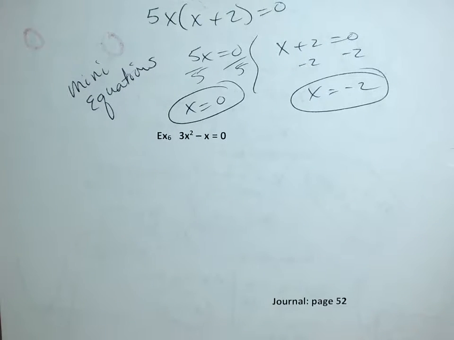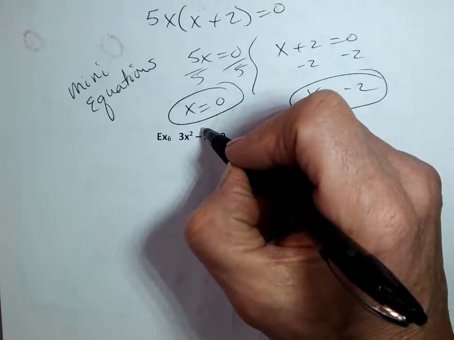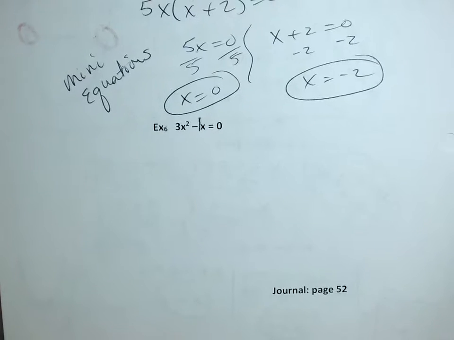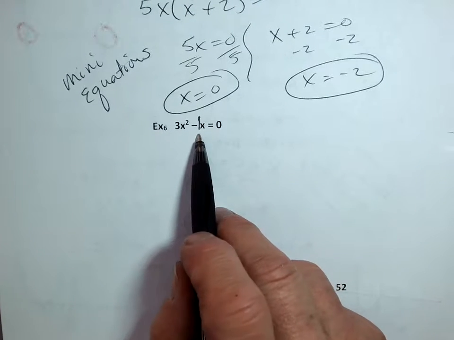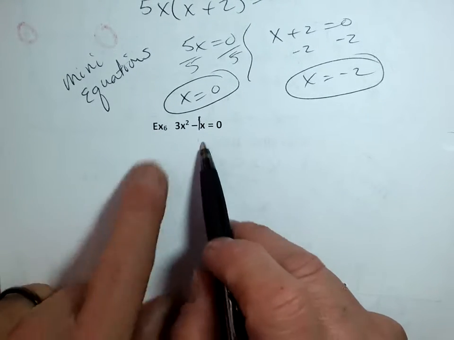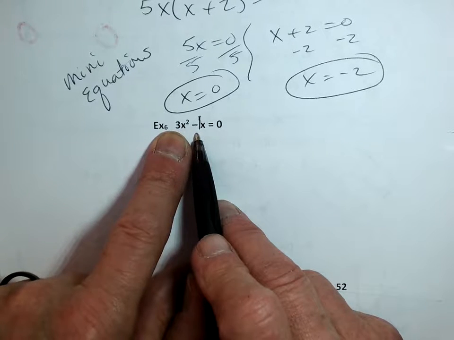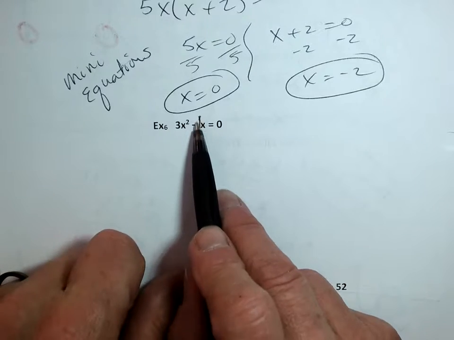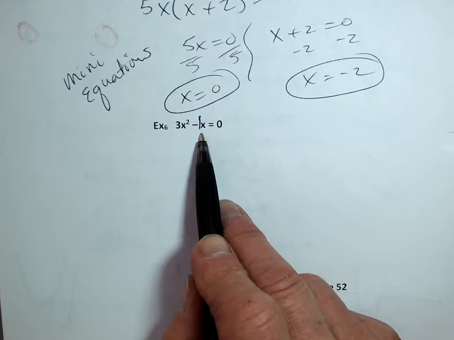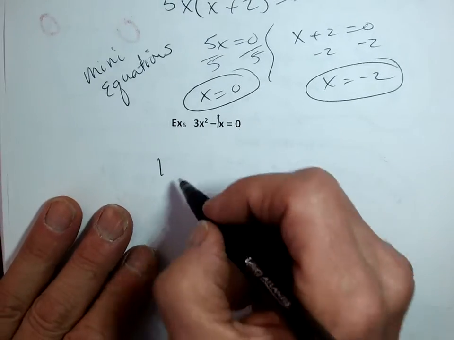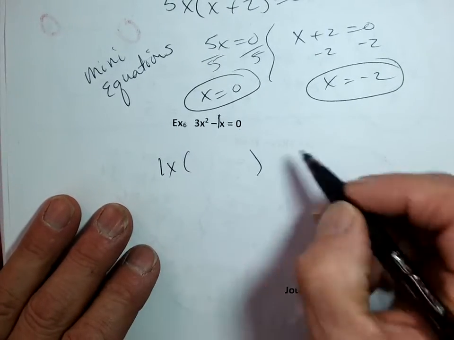Example 6. To do example 6, I'm going to put in this invisible number to help me out. There's an invisible 1 there. You guys agree? And that's going to help me do this problem, okay? So, what's the biggest number they have in common? Just 1. You can't really divide 1 by 3 without getting a fraction, right? But we can take a 1. And how many x's do they have at least in common? 1.